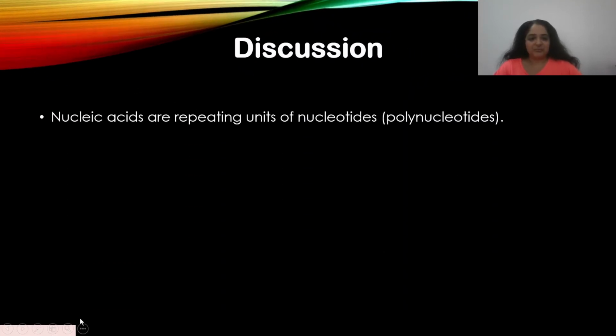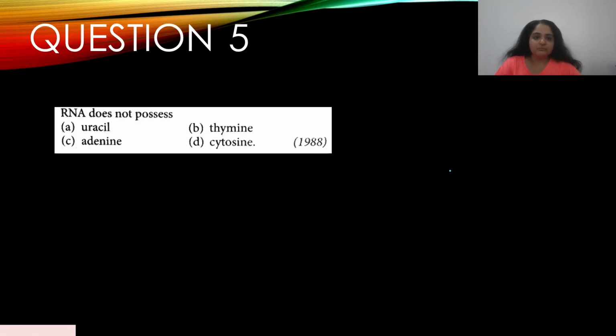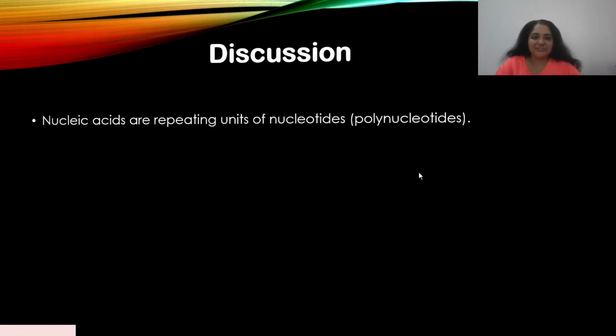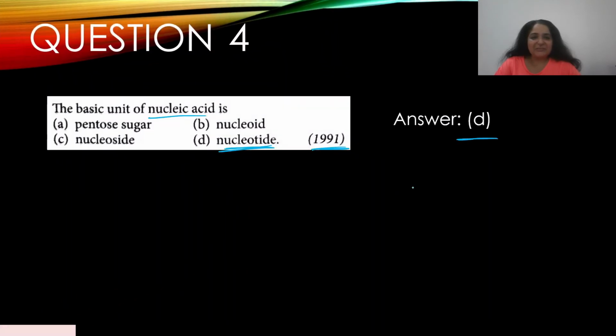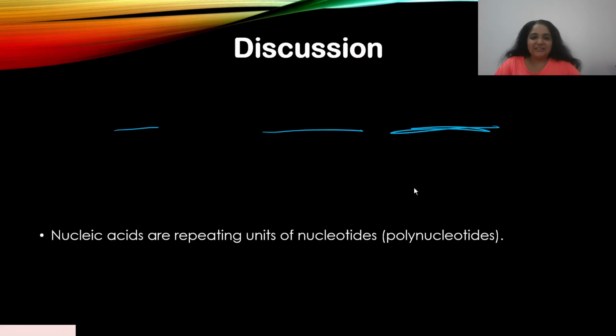So, one second. Nucleic acids are repeating units of nucleotides, also known as polynucleotides. Of course, poly means there are more than two or three nucleotides that are continuously being repeated. So that pretty much answers the question here. The basic unit of nucleic acid is nucleotide, right? Let's move on then.